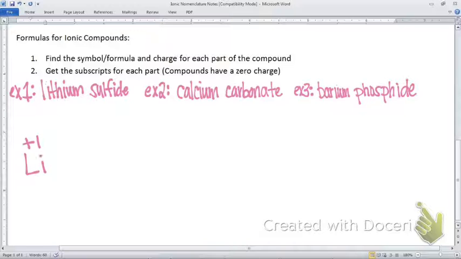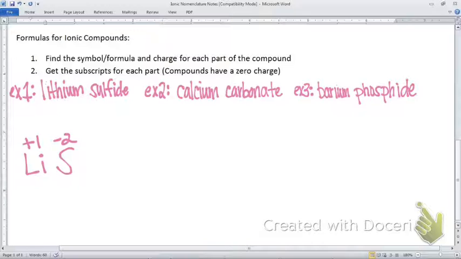Sulfide, it ends in "ide", so we're most likely going to find this on the periodic table within our nonmetals. So look for a nonmetal that begins with sulf, and that should be sulfur, S. Its charge is -2. Remember that this is supposed to be a compound and have the overall charge of 0.